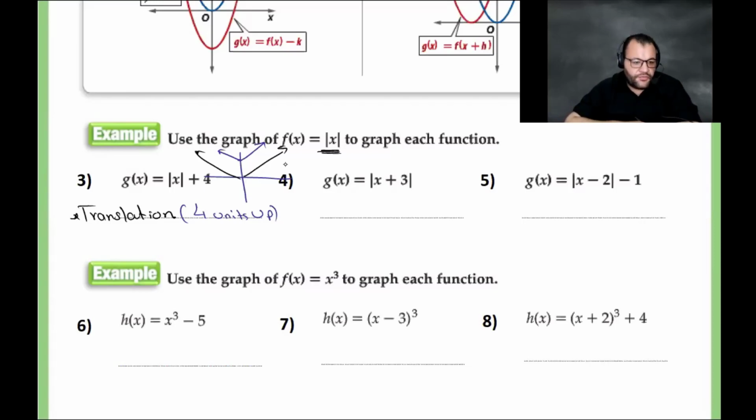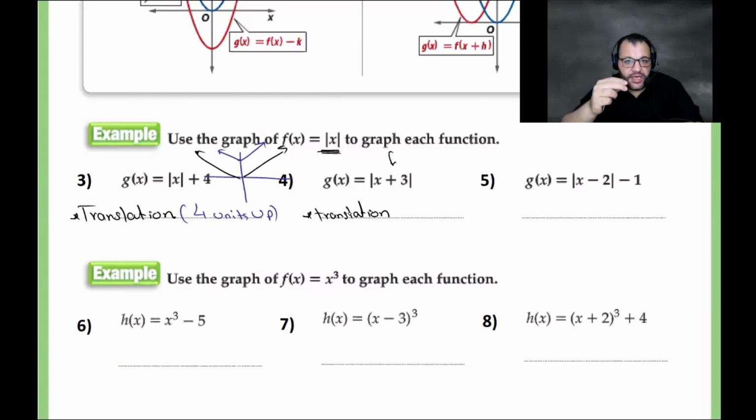Now for question number 4. What is the type of the transformation? Translation. 3 units left. How do we know that it is translation? Because we have plus or minus. Because that's inside, it will affect x. X means it's going right or left.